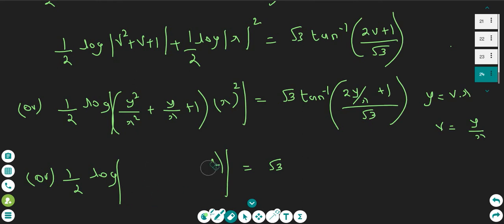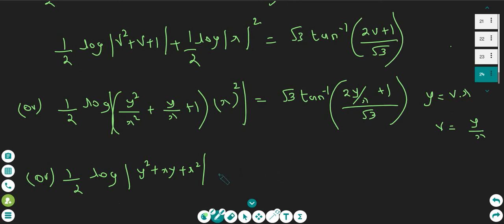I'll rewrite it. So it is log mod y squared plus xy plus x squared. That's it. This x squared and x squared denominator will get cancelled. And this side we have root 3 times of, so this is equal to root 3 times of tan inverse of, we can simplify this, 2y plus x divided by root 3x. So this is the final solution.